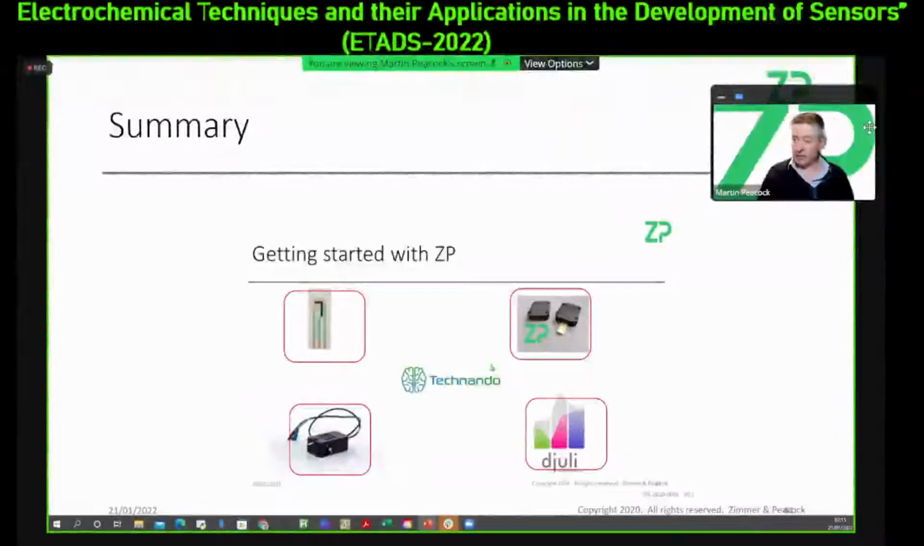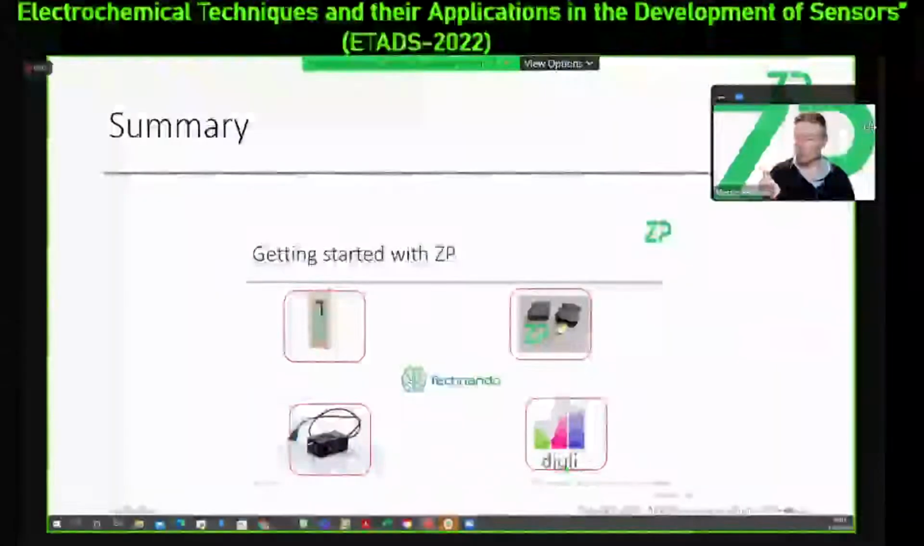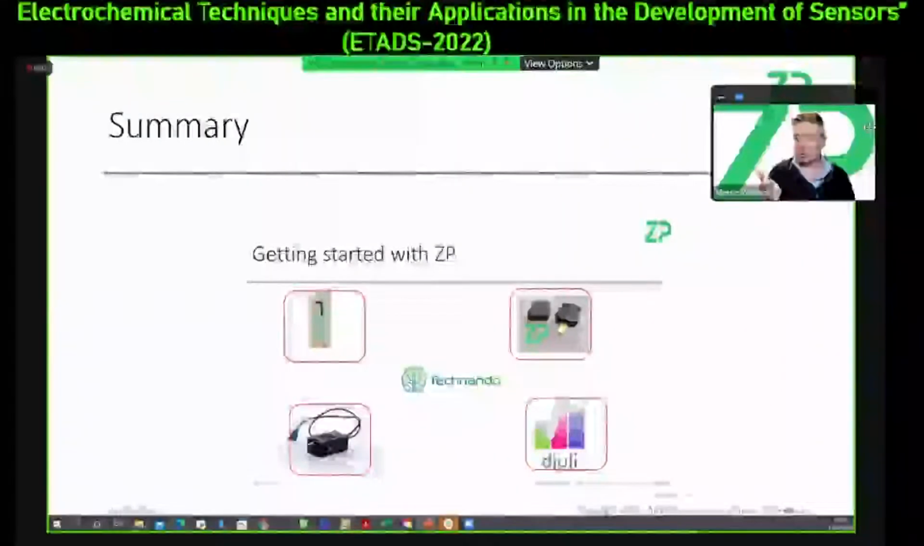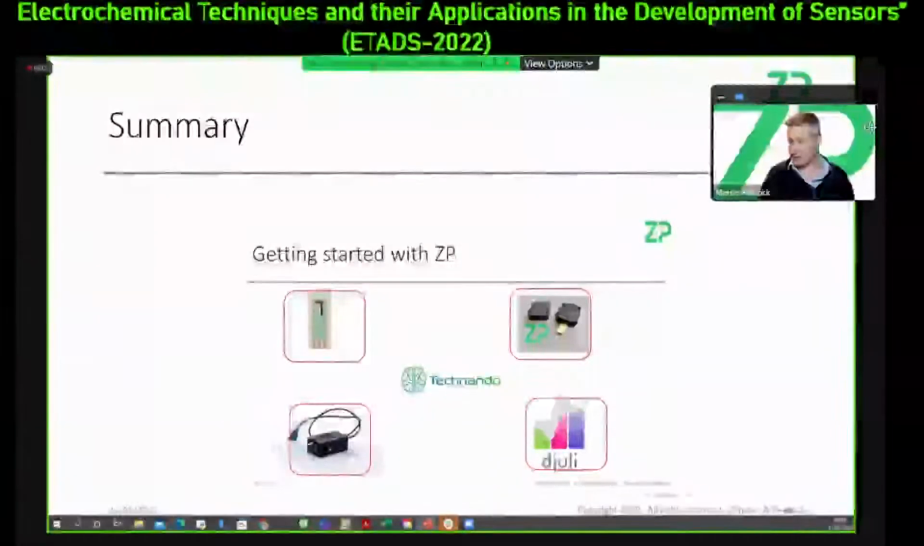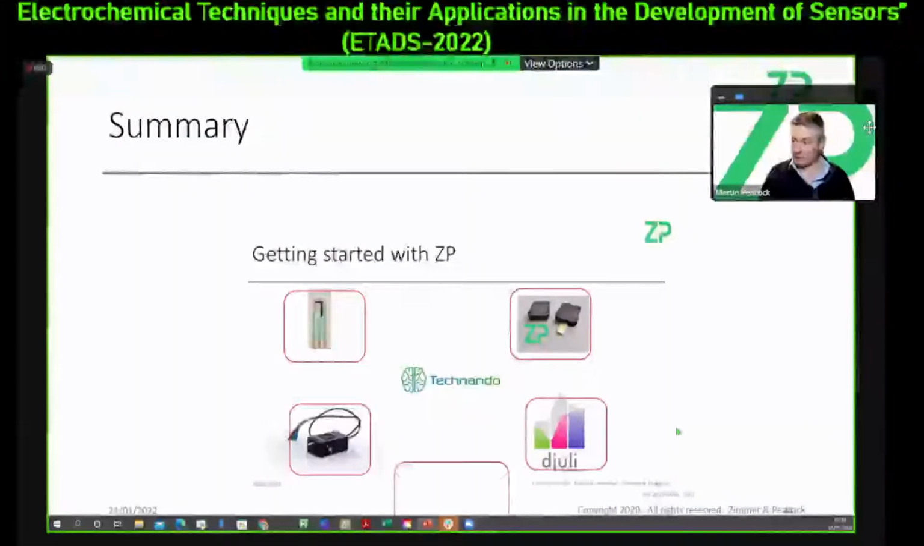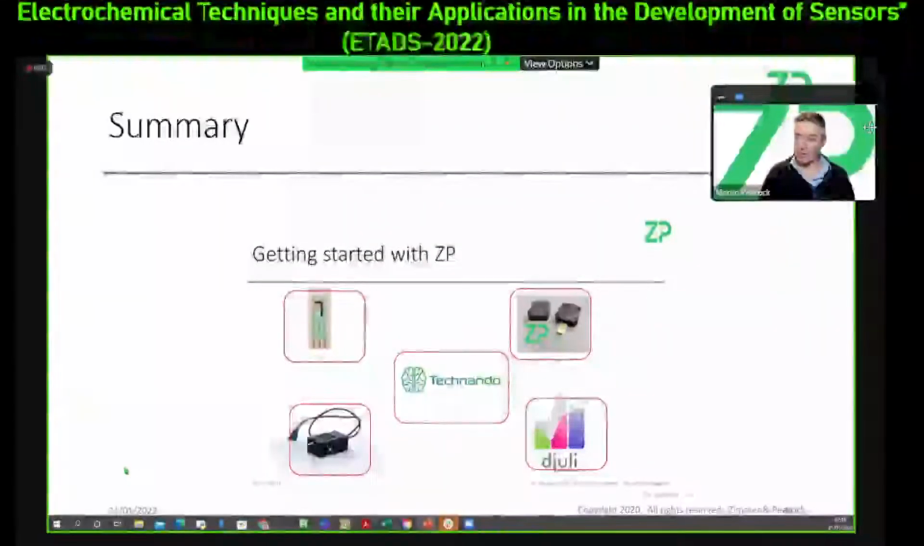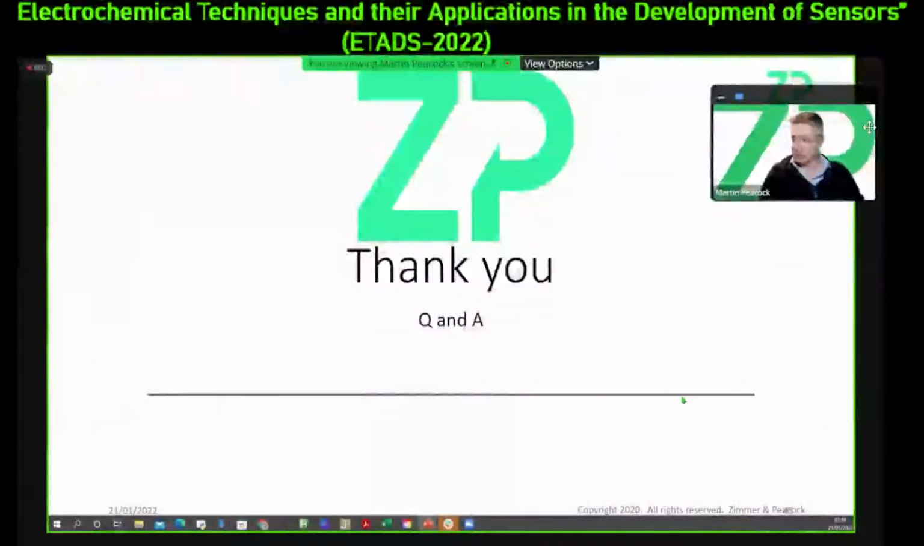So once you've got a screen printed electrode, connectors and a potentiostat, then you can actually upload your data to the Julie cloud, which means you'll always know where your data is. You can access it off your phone. You can share it with a principal investigator, or a principal investigator can share it with students quite readily as well. If you need technical questions regarding this, then we also have Technando in India that's able to answer and coordinate those kind of questions.